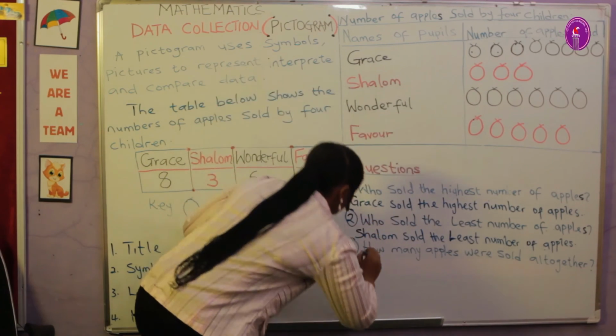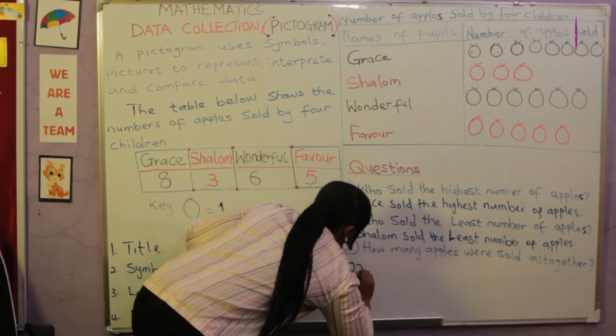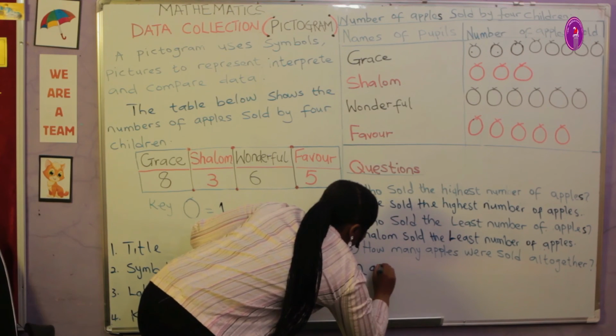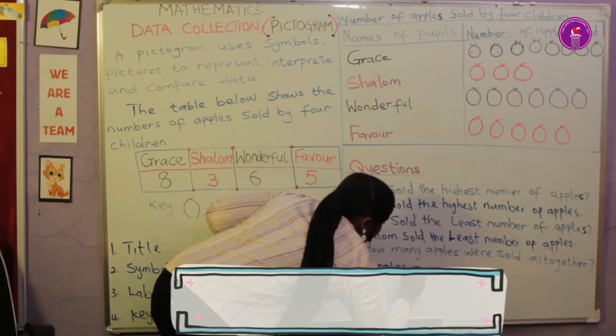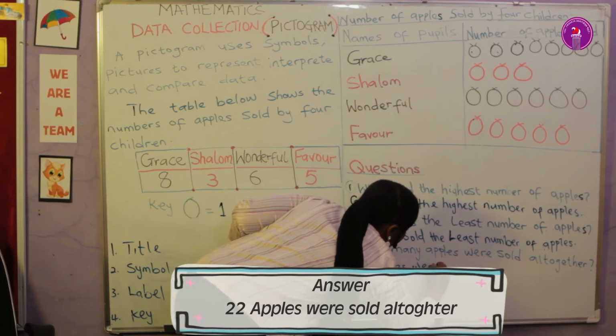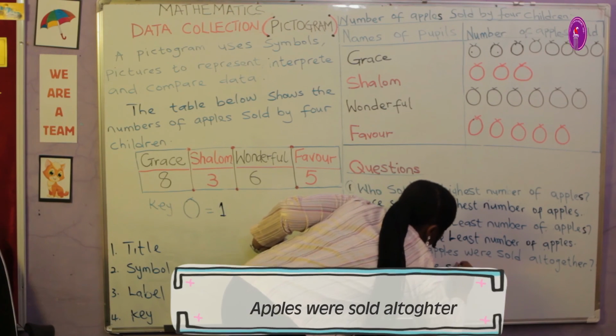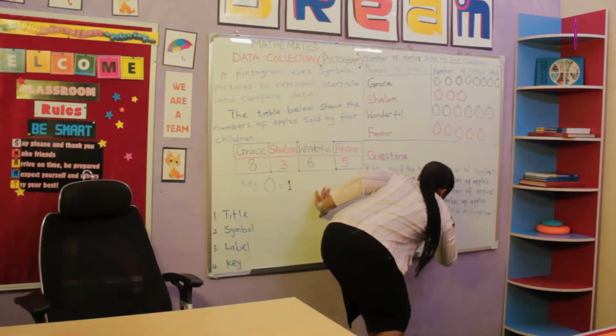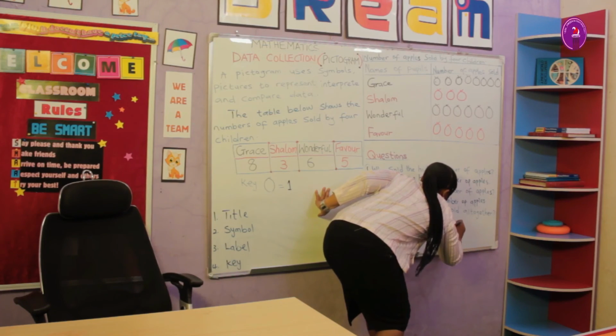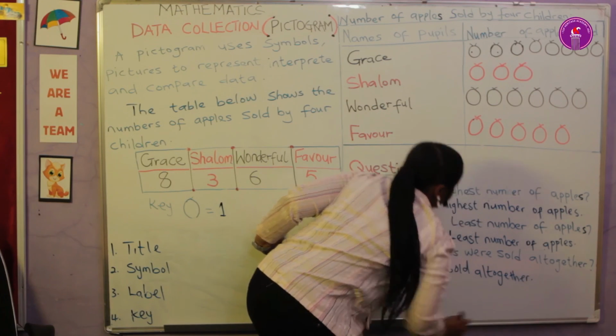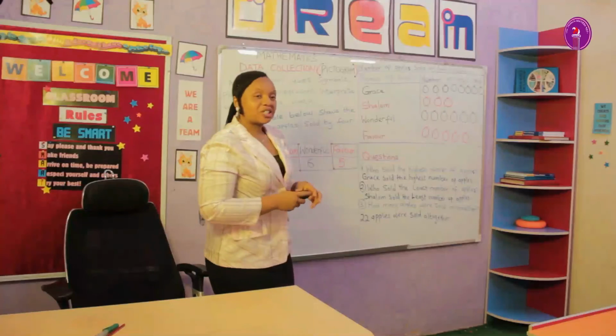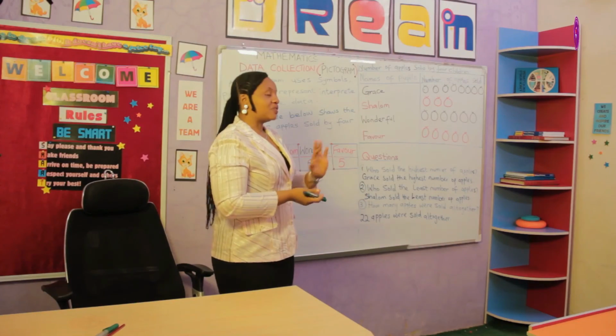So, write 22 apples were sold together. Very well, children. We've come to the end of today's lesson.